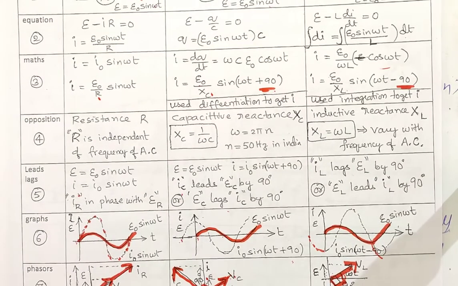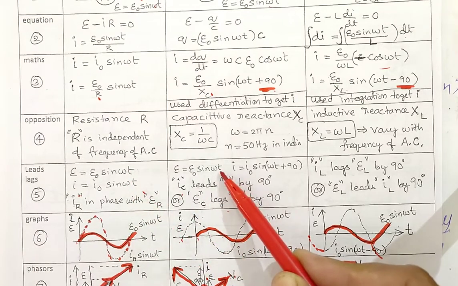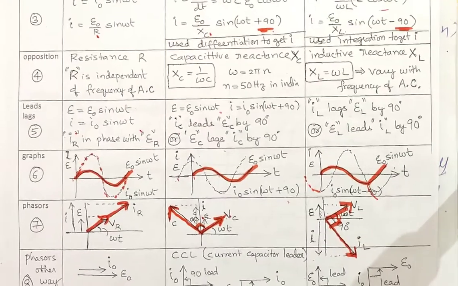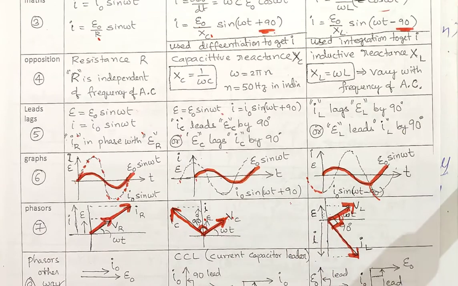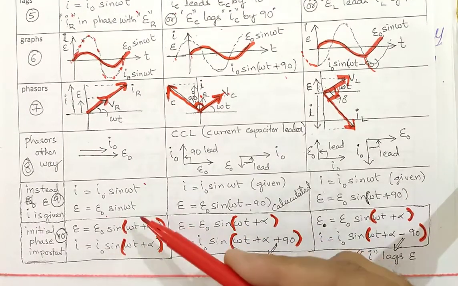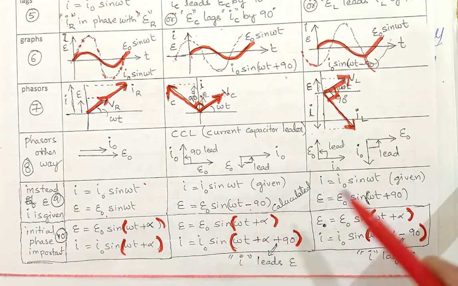Next is leading and lagging. EMF and current are in phase in a resistor. In one case EMF lags, current leads; here current lags, EMF leads. Show with the graph. Show with the phasors. Remember in simple phasor terminology how the angles are to be maintained. If current is given, get the EMF. If EMF is given, get the current. These are the primary things in alternating circuits.